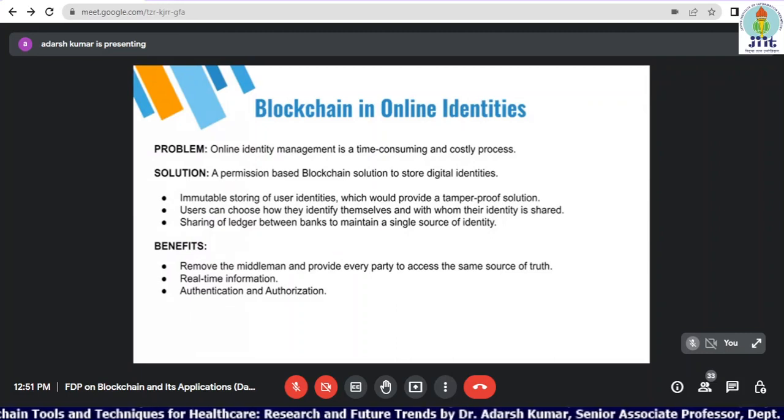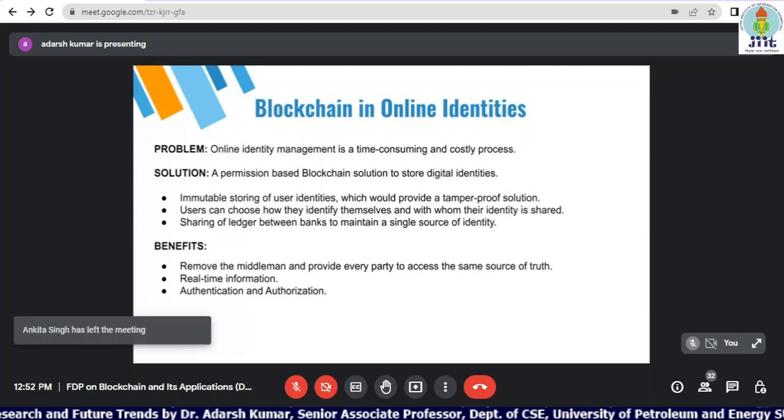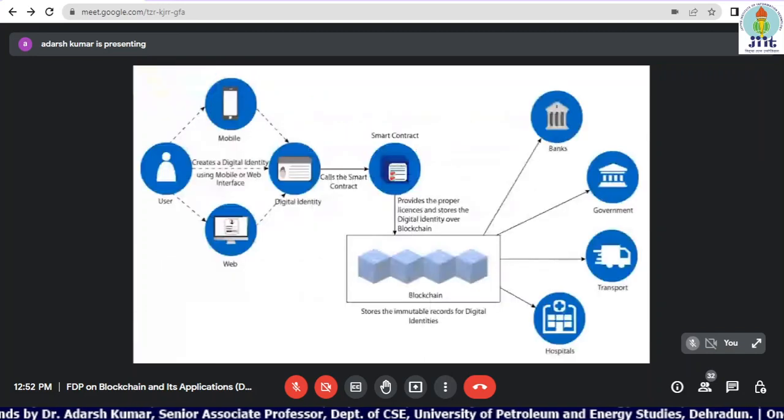So what benefits is it giving to you? It removes the middleman and provides early party access to the same source of truth, and real-time information could be shared. Authentication and authorization are easily possible with this system.